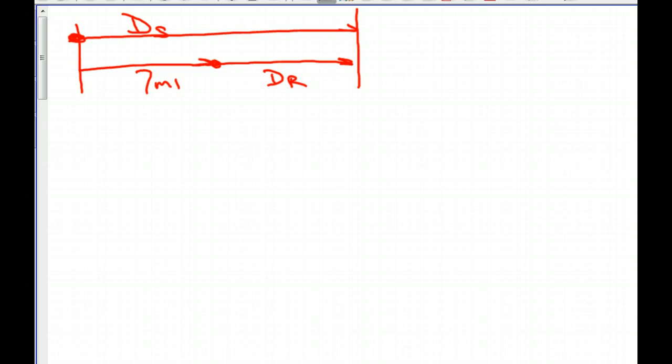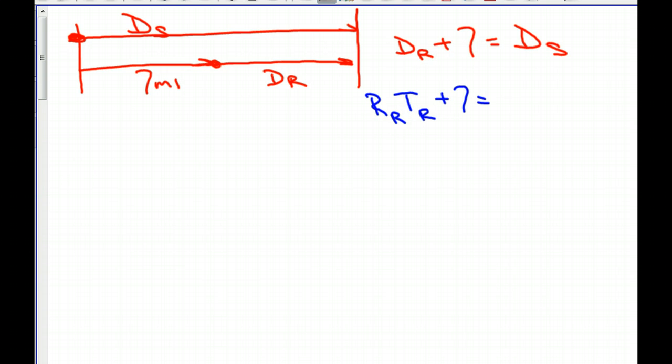So let's look at what we have here. We have distance of Robin Hood plus 7 miles equals the distance the sheriff went. Next step would be to just translate these to the rate times time: the rate of Robin Hood times his time, plus 7, equals the rate of the sheriff times the time of the sheriff. And now all we have to do is start filling in our variables.